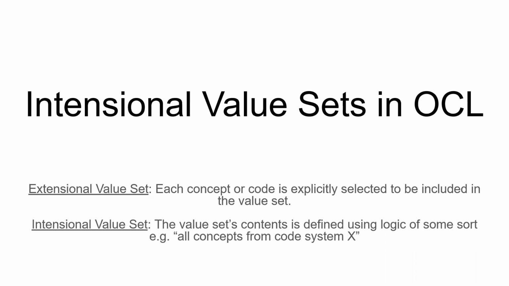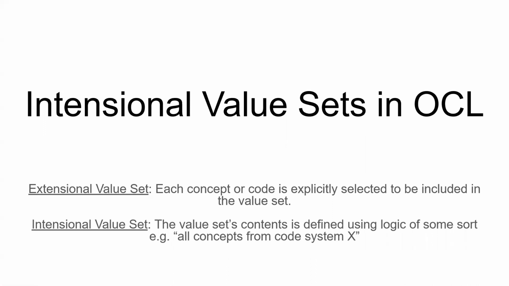Today, we're going to talk about intentional value sets in OCL. Extensional value sets are where the codes or concepts are explicitly selected to be included in the value set. You pick them each one by one. Intentional value sets, on the other hand, are defined using some sort of logic. So that might be, give me all concepts from a particular code system.